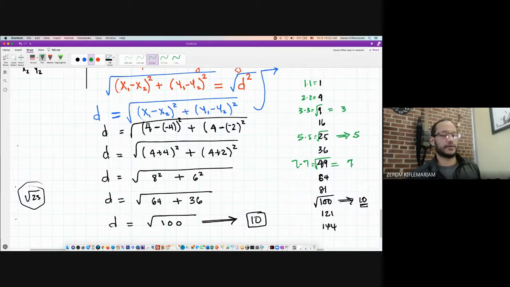Plug it in your calculator. On your calculator, if it gives you a decimal number, ignore the decimal number. Just go ahead and leave the number in radical form.